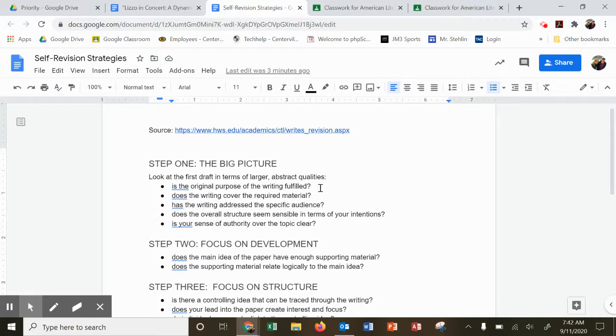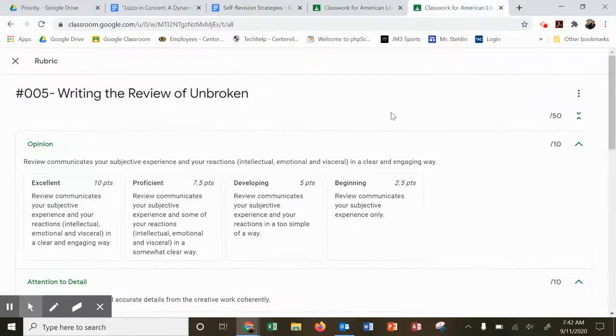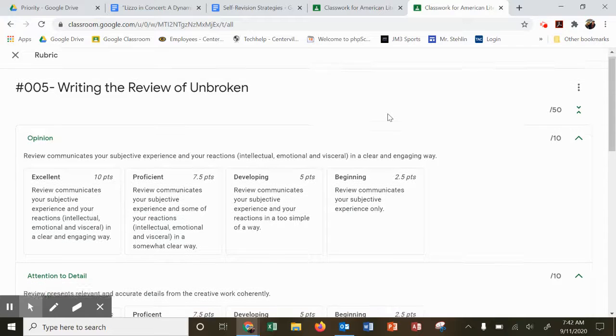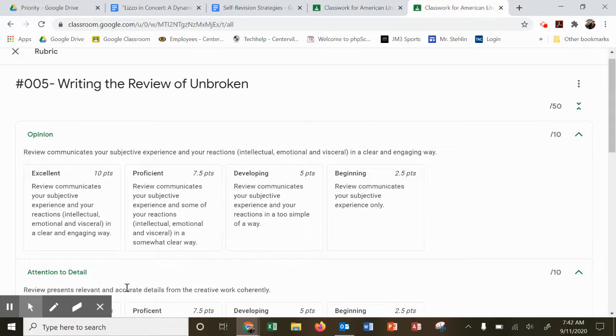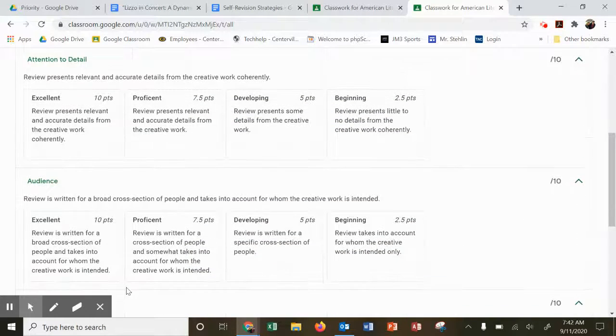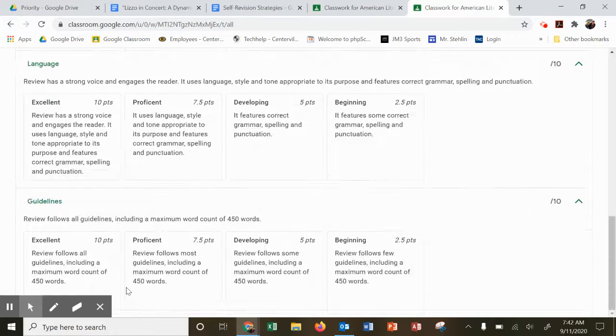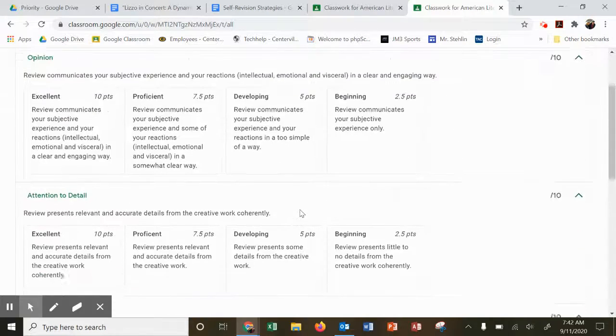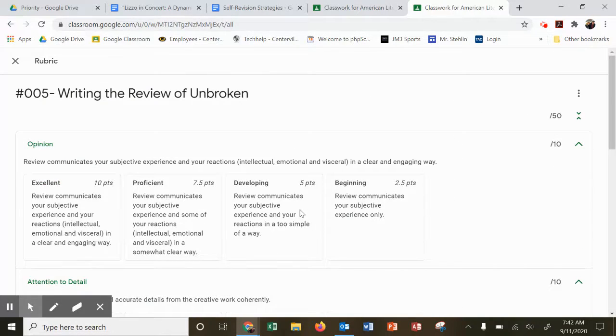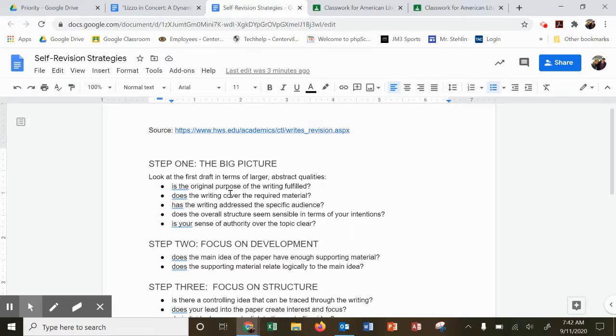Before I even get going there, one way to help you refocus on what those abstract qualities are is to consult the rubric, okay? These are the abstract qualities: opinion, attention to detail, audience, language, guidelines, right? These are the abstract qualities that I am asking you to consider in this writing assignment. So let's take a look at some of the questions.